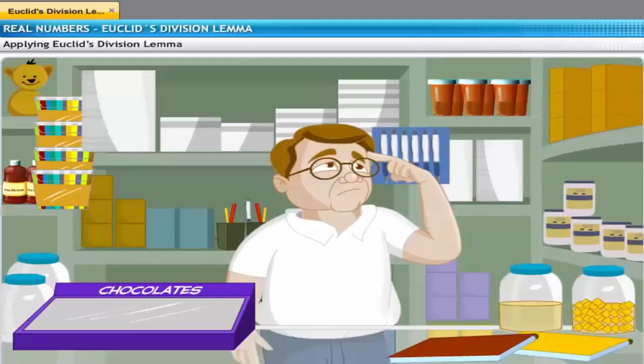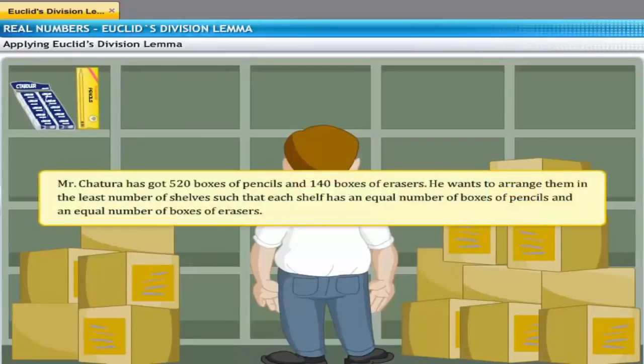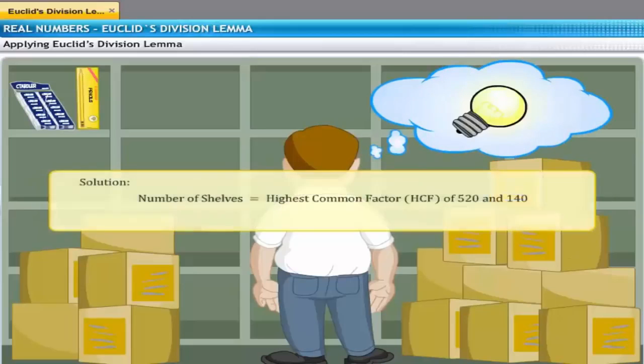Mr. Chatura has got a fresh stock of pencils and erasers. He is making space to arrange them on the shelves. Mr. Chatura has got 520 boxes of pencils and 140 boxes of erasers. He wants to arrange them in the least number of shelves, such that each shelf has an equal number of boxes of pencils and an equal number of boxes of erasers. Mr. Chatura has figured out a solution. All he has to do is find the highest common factor, or HCF, of 520 and 140.